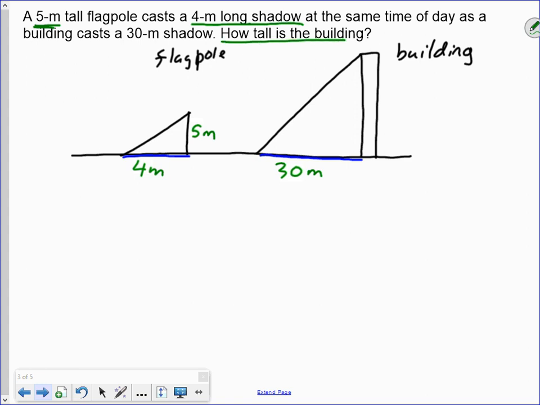We want to find how tall is the building. So we want to find this distance here. We'll call this h for the height of the building.